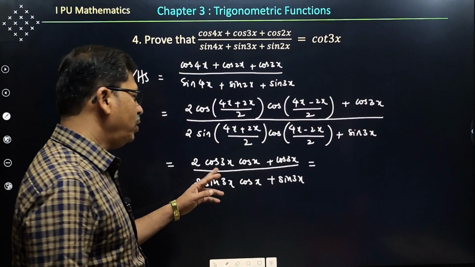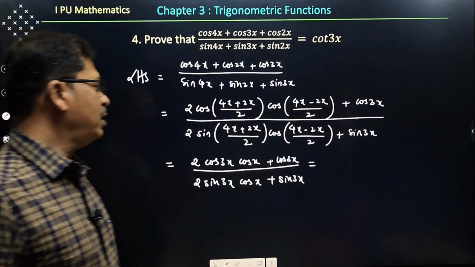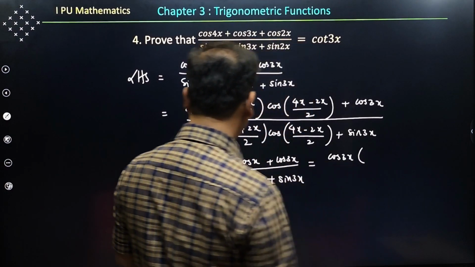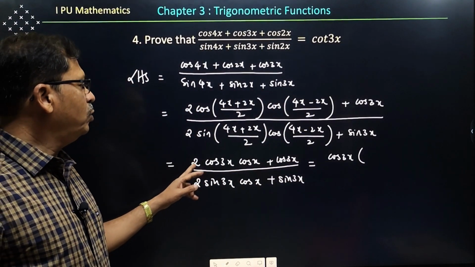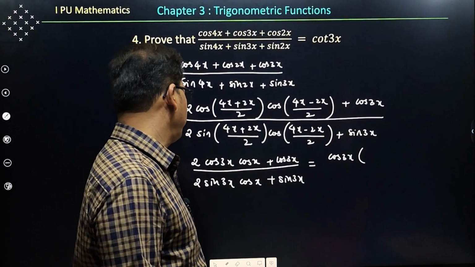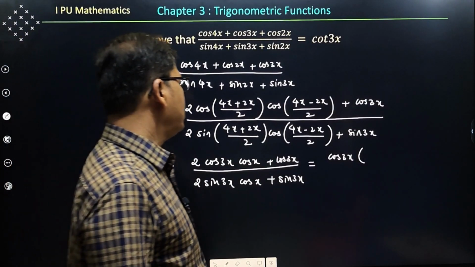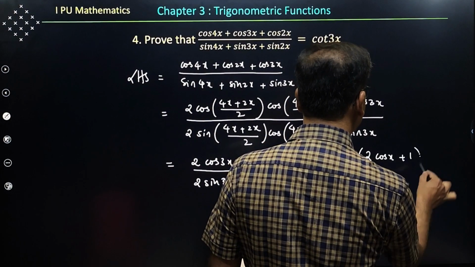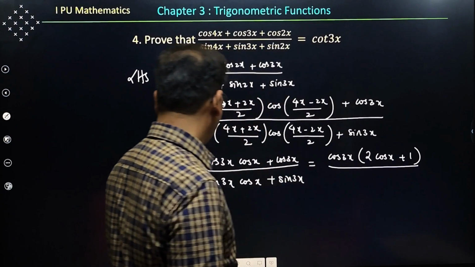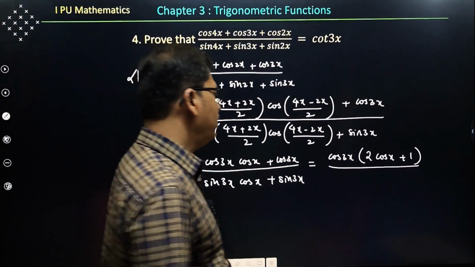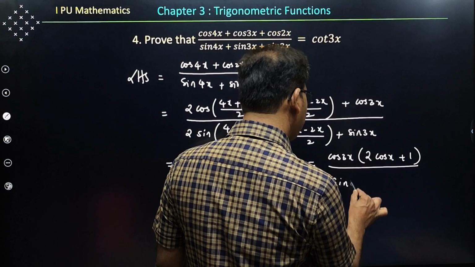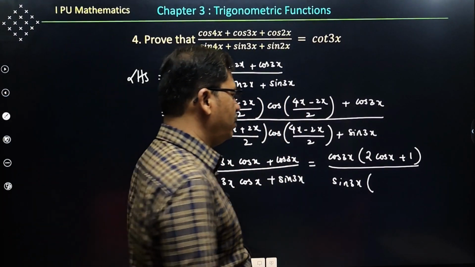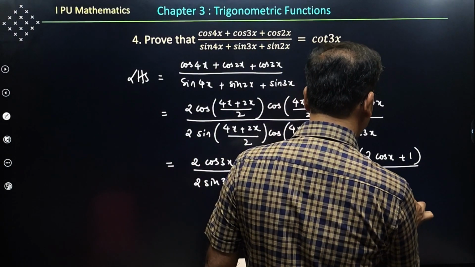See, from the numerator, cos 3x can be taken outside. If you take cos 3x outside, what remains? 2 cos x plus 1 remains. 2 into cos x plus 1 remains. Divided by, if you take sin 3x common, what are you getting? Sin 3x you take outside, 2 cos x plus 1 you will get here. 2 into cos x plus 1.